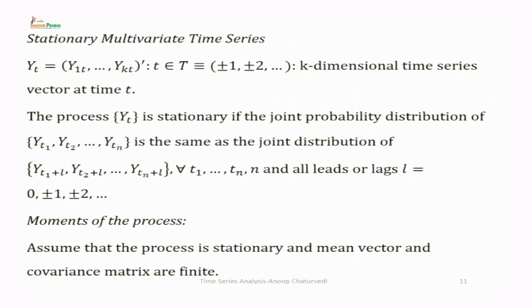Now, we define the stationary multivariate time series. So, suppose y t is equal to y t 1, y t 2, y k t transpose, t belongs to capital T. Capital T is equivalent to plus minus 1, plus minus 2, so on. And this y t is a k dimensional time series vector at time t. The process y t is actually a vector time series process or multivariate time series process. Then this process is stationary if the joint probability distribution of y t 1, y t 2, y t n is the same as the joint distribution of y t 1 plus l, y t 2 plus l, so on, y t n plus l for all t 1, t 2, t n, n and all leads, all lags l.